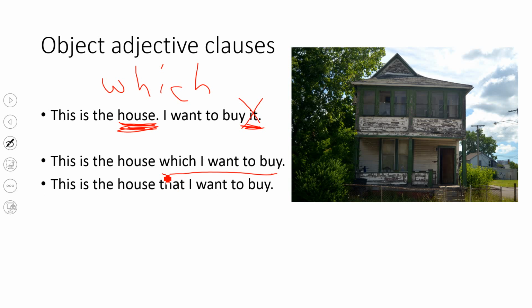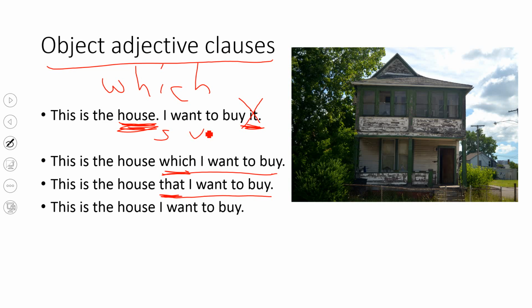Another option, this is the house that I want to buy. So I use which for things, that I can use for people or things. And because this is an object adjective clause where I have a subject and a verb in the adjective clause, I can delete the relative pronoun. This is the house I want to buy. All three of those are correct.